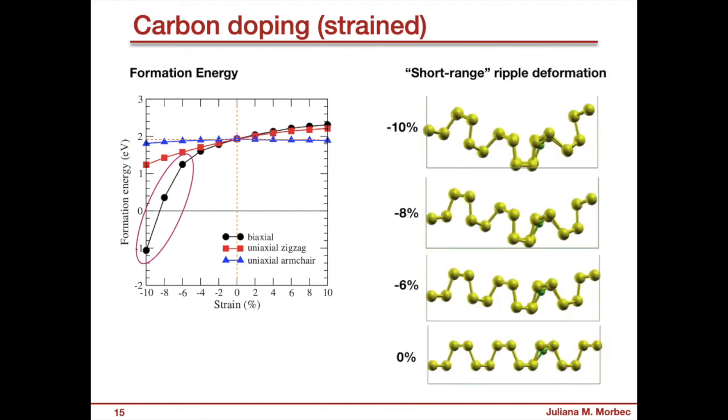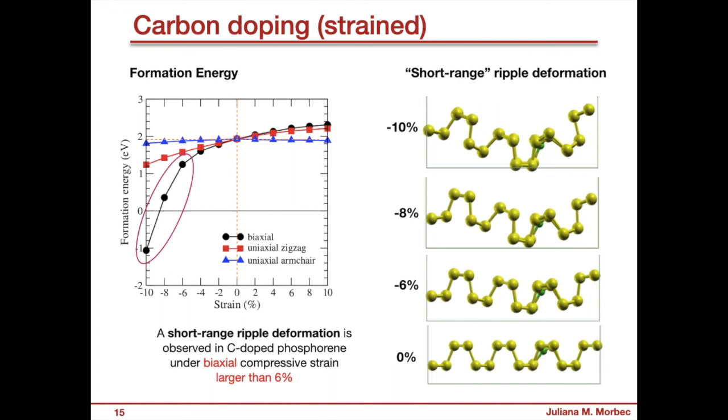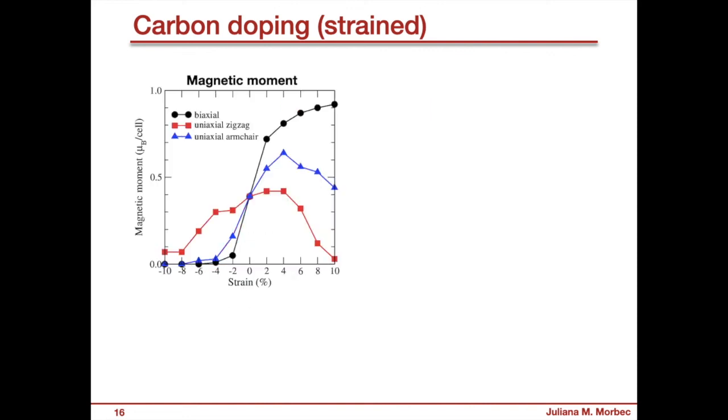And this is again because you have accommodation of the ripple deformation. The carbon atom, as the vacancy in the case of the single atom vacancy, helps to accommodate the ripple deformation in the system when you apply strain. That's what I said. When you apply a strain, you see a short range ripple deformation when the system is doped with carbon. So the magnetic moment was quite significant for the unstrained system, and when you apply compressive strain, you see the magnetic moment goes down, but when you apply biaxial tensile strain, you see that the magnetic moment increases.